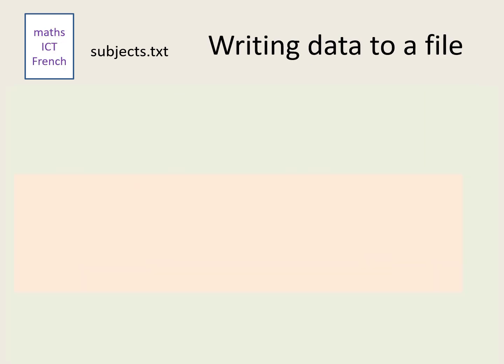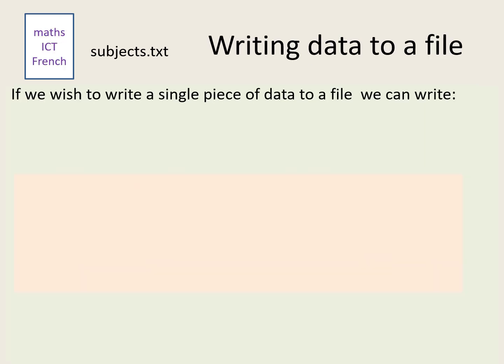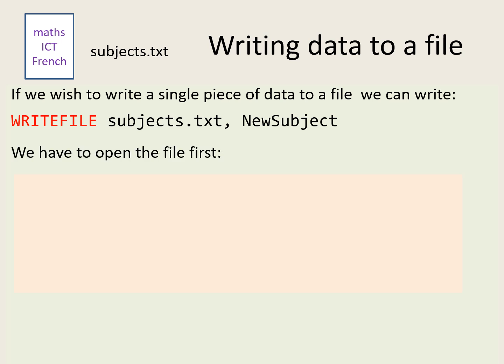Let's have a look at writing data to a file. So if we wish to write a single piece of data to a file, we can write this line of code here. So instead of read file, we've got write file, then the name of the text file, and then the variable that's going to be holding the piece of data that we're going to write. So new subject could be, for example, a variable that's assigned computer science as a subject. But to do it, we have to open the file first, just like we did last time. So open file, subject.txt for write.